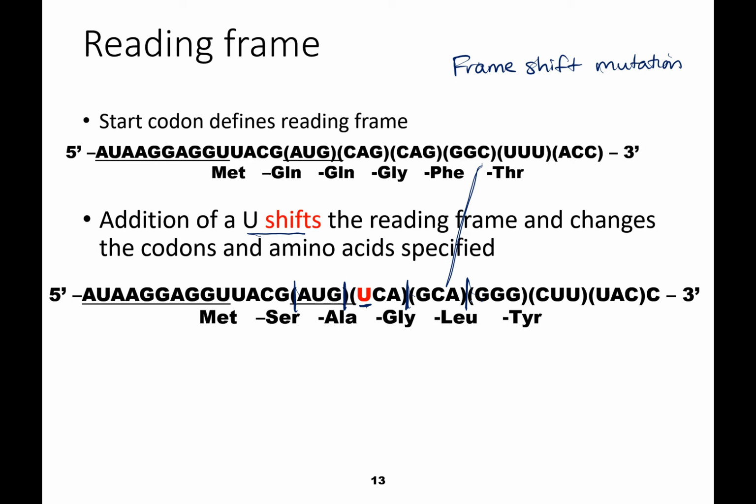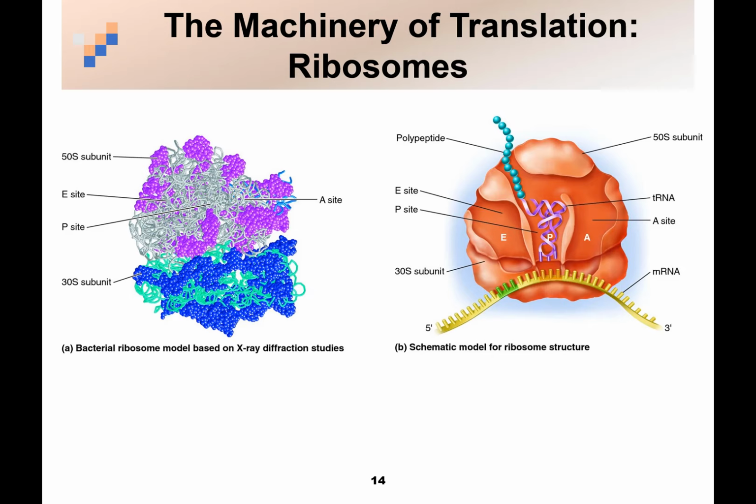Now let's talk about the machinery of translation, which is our ribosomes. We always talked about ribosomes being for protein synthesis, and now we're going to talk about how. The ribosome subunits are made in the nucleolus.